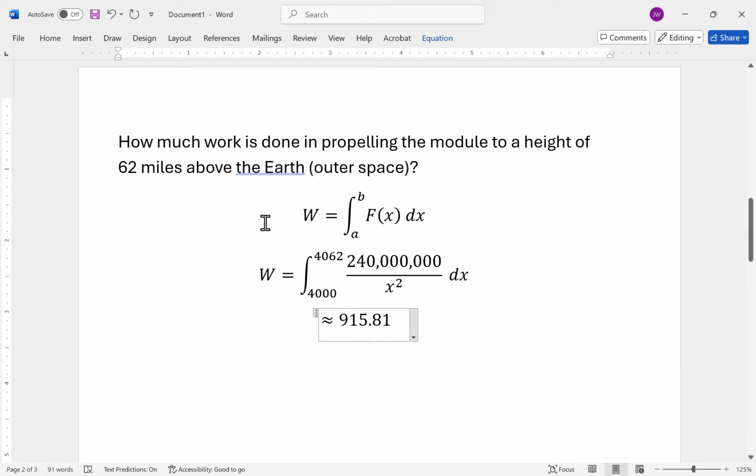Now this is in miles and my weight was in tons, so this is in mile tons. You could convert that to foot pounds or inch pounds, or any other thing as well. But right now, since we are using mile tons, I'll use mile tons. 915.81 mile tons of work to propel that space module into what we call outer space.